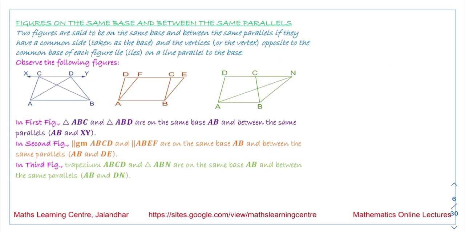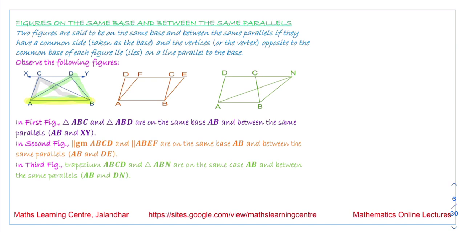Now next we have figures on the same base and between the same parallels. We are given two figures and the base for both figures is the same, that is, they have a common side that we call the base. Suppose I am talking about the first figure, triangle ABC, and second, triangle ABD. These two triangles have a common base, which means they have a common side. This side AB is the common side.